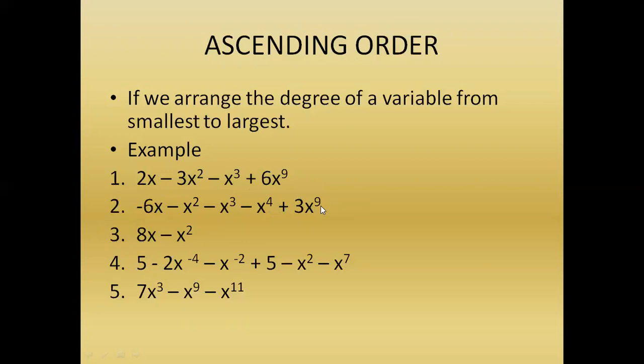1, 2, 3, 4 and 9. So that means if you arrange the power of the variable from lower to higher, it will be called ascending order. The arrangement of power from lower to higher is called ascending order.